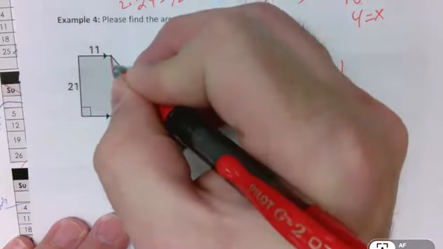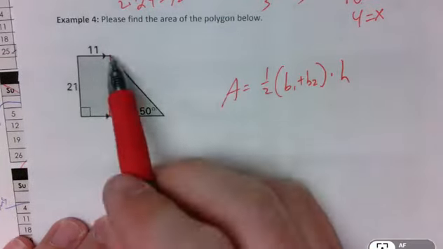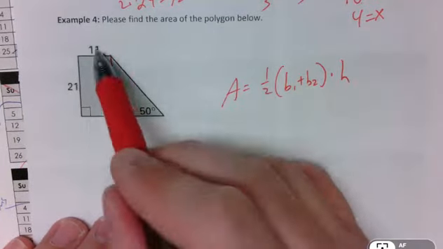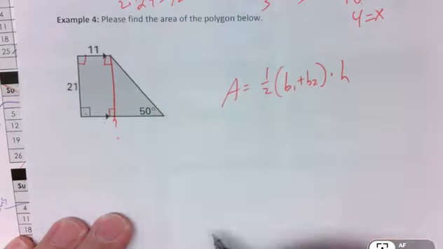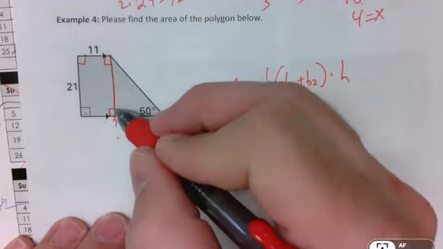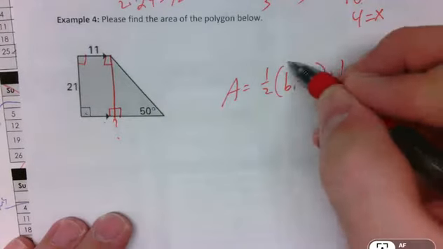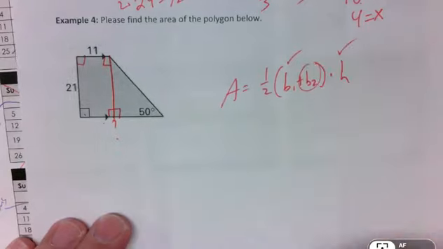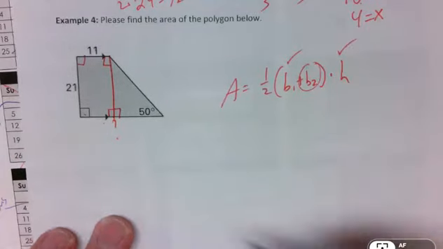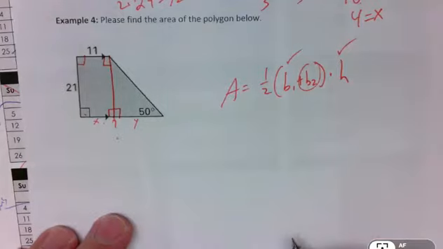If we draw in this vertical line here, look what we have. We have a rectangle here, parallel lines with 90-degree angles. So you know you're going to have 90 up here and 90 up here. That's a rectangle. And you have a right triangle hiding on this side. So our goal here is, we know one of the bases is 11, and we know the height is 21. The problem is we just don't know this other base. So all my focus is going to be on what's this little piece and what's this little piece. I'll just call it x and y.